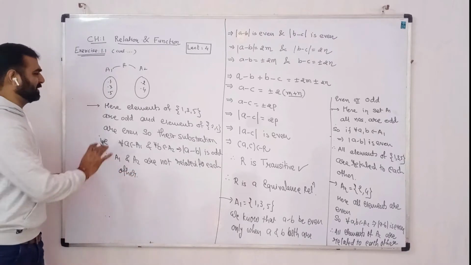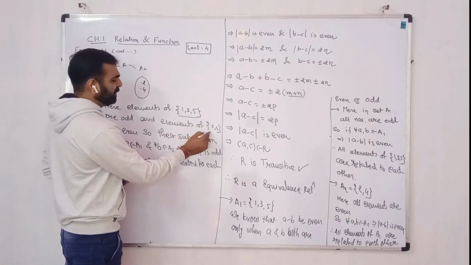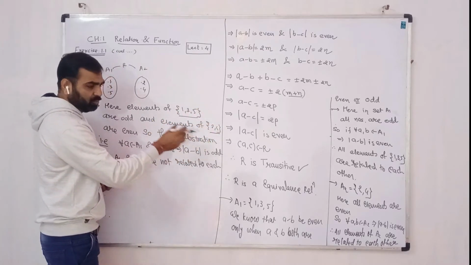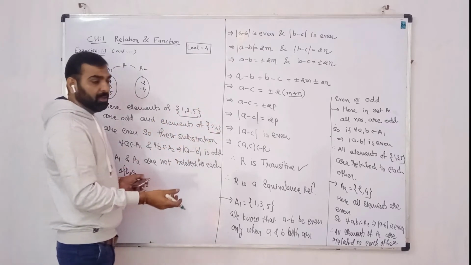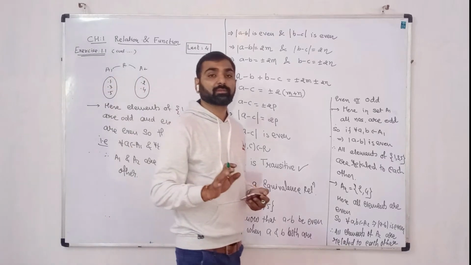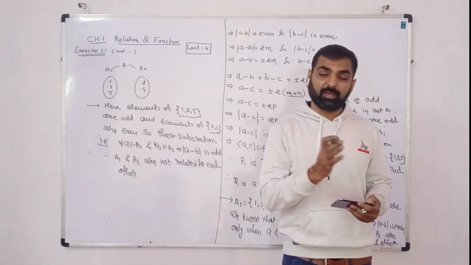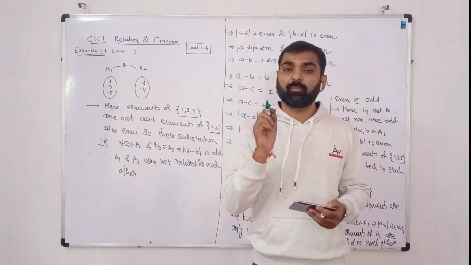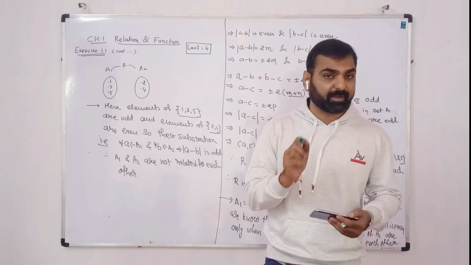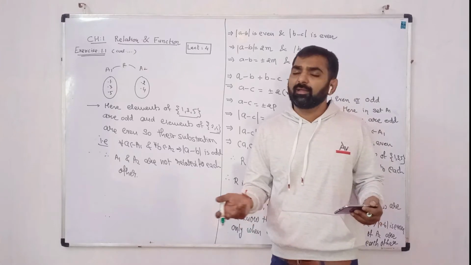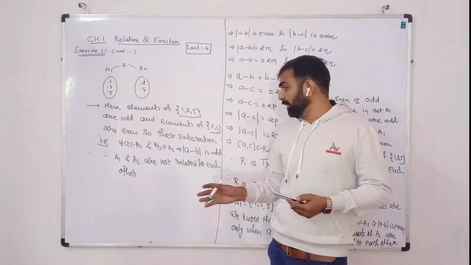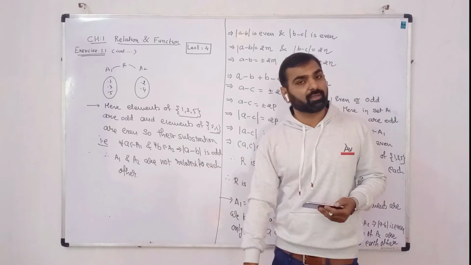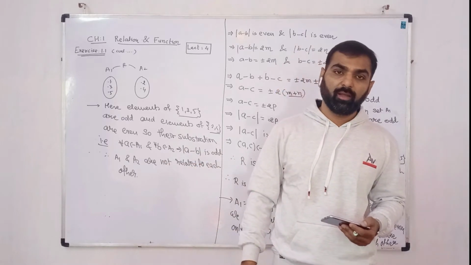Just to explain it again: this has odd, this has even. We take one element from here and one element from there, and subtract. The subtraction never becomes even because one is odd and one is even. So the subtraction is always odd. What we need in the relation is an even subtraction, so that is not possible. That's why no element of A1 and A2 are related to each other. This is your question number 8.